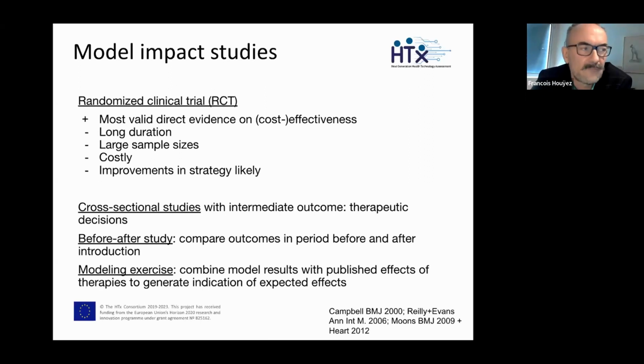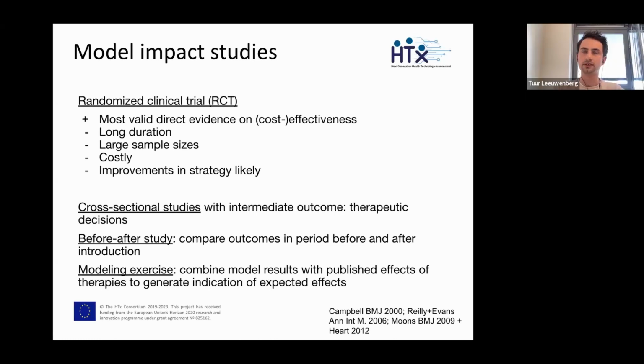Do you know if randomized clinical trials to assess the impact of the models are frequently conducted, or is it exceptional to have RCTs to assess these models?